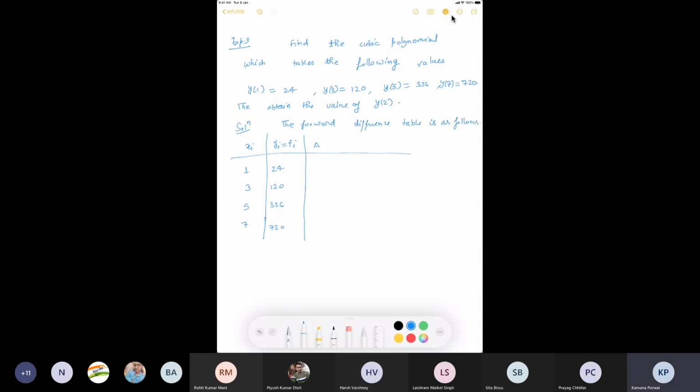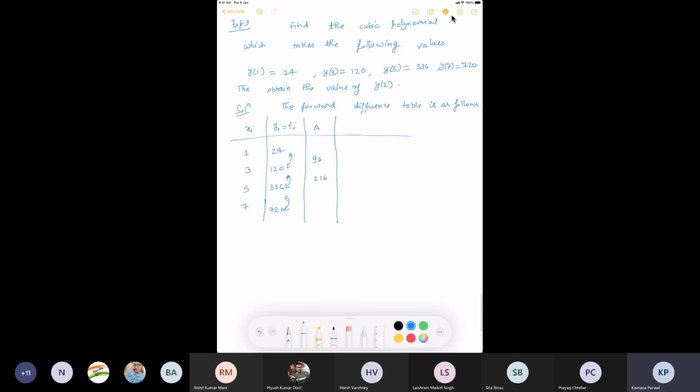So let's compute the first forward difference. I just have to take the difference of these two consecutive entries to get the forward differences. So 120 minus 24, this is going to be 96. And then you take the difference of this. So this is 260. And the difference of this, if you take, you'll get 3.